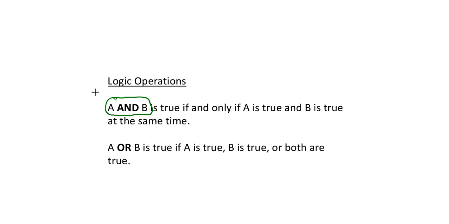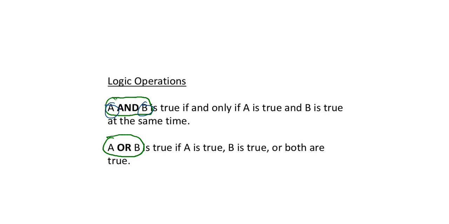And so A would have to be a true statement, and B would also have to be a true statement for the entirety of that statement to be considered true. Or, on the other hand, is a little more laid back. So considering this statement in its entirety, A or B, that statement is considered true if either A is true, B is true, or if both are true. Then that entire statement is considered true. So we don't need both of them to be true at the same time, even though that would be okay. Or only needs one of them to be true for the statement as a whole to be considered true.